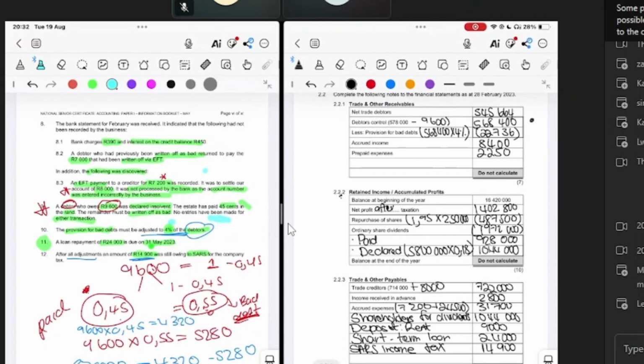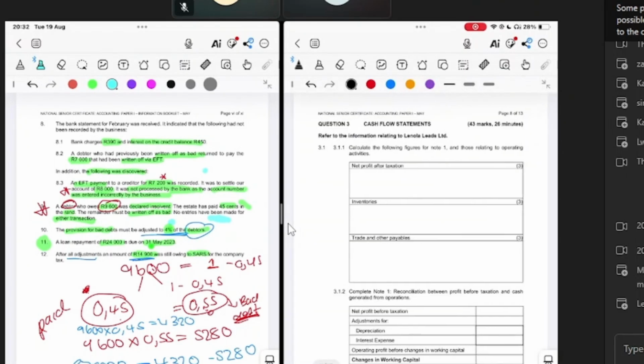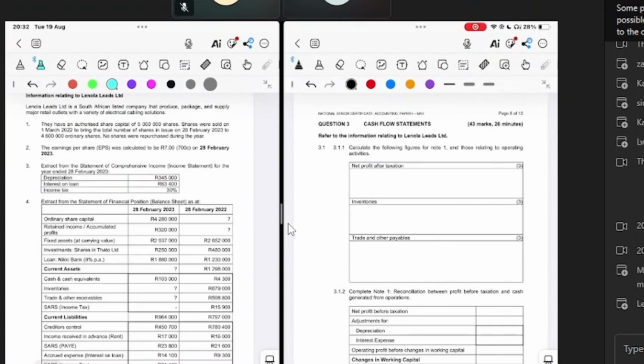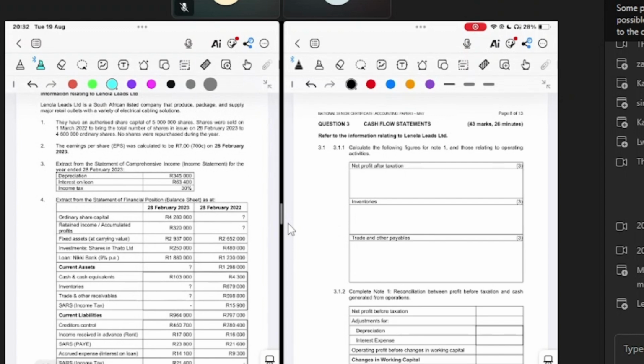So that's your trade and other payables note. I don't think there's anything missing there. Okay, now we move on to a new question, question 3, which is a cash flow statement. And in the first question they want us to calculate the following figures for note 1 and those relating to operating activities.